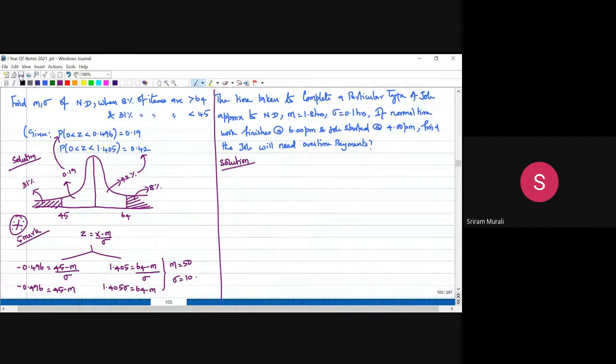What do you understand from this problem? Mean and SD is given. Find the job will need an overtime payment. Find the probability. What is the probability? Find the probability of the job needing overtime payment.